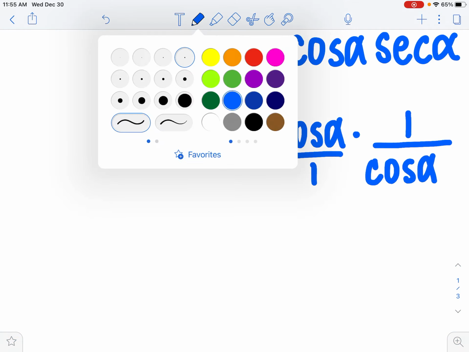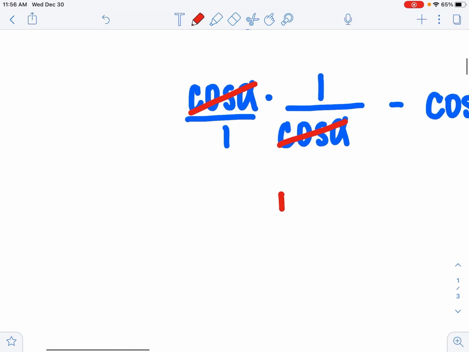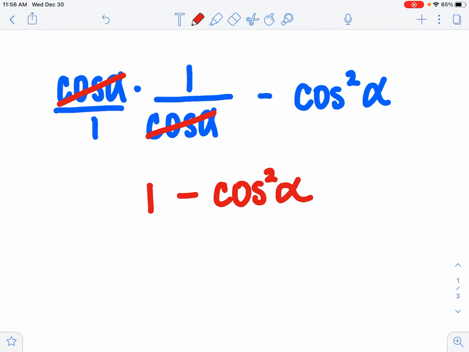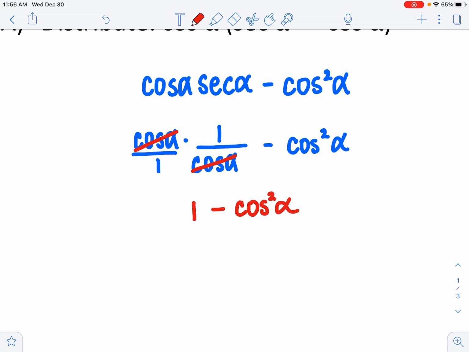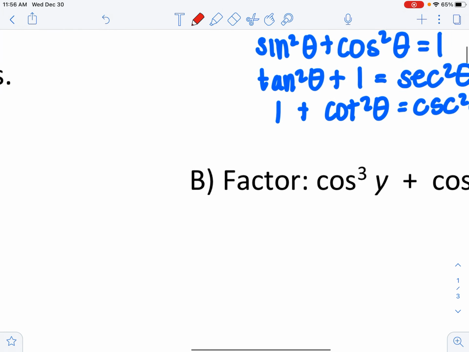I can, however, put this over 1, and I can say, oh, cosine alpha over cosine alpha is 1. So I have 1 minus cosine squared of alpha. So now I say, ooh, 1 is 1 squared, and I have a cosine squared. I got a 1 squared and a cosine squared. I've got an identity. So I look over here. I hope I have an identity.